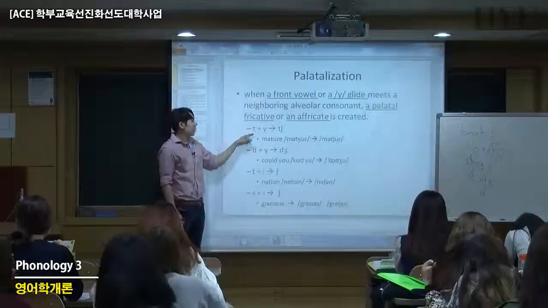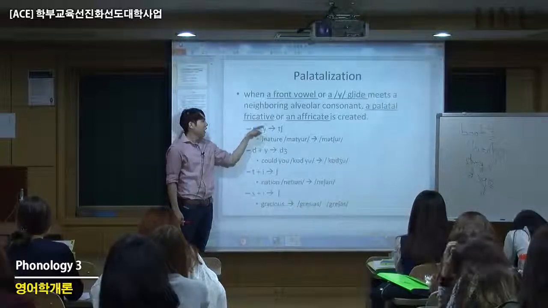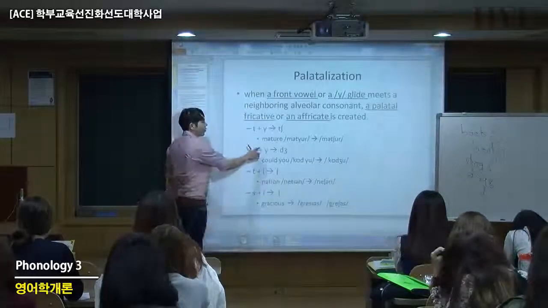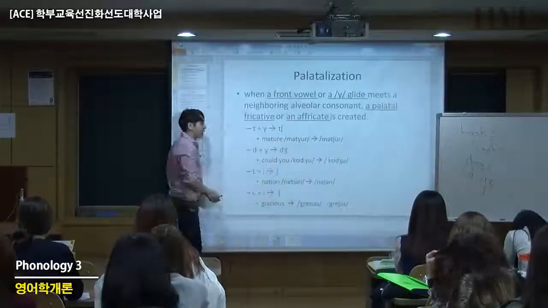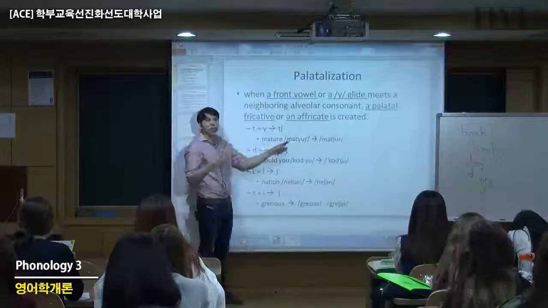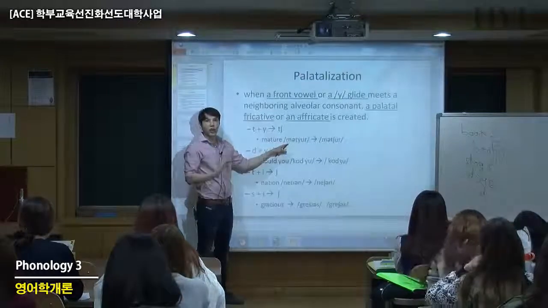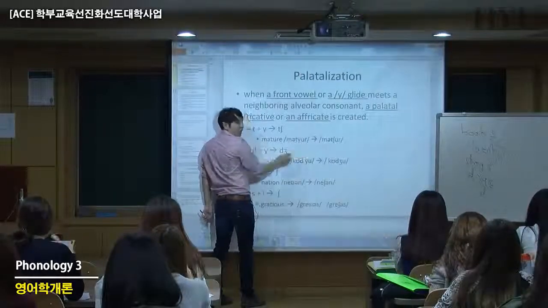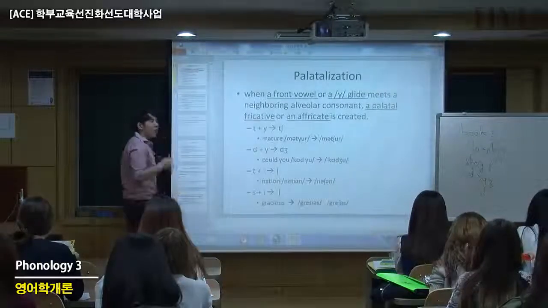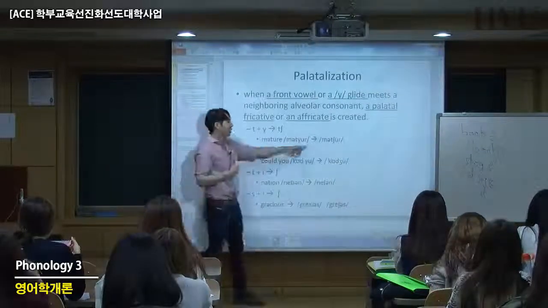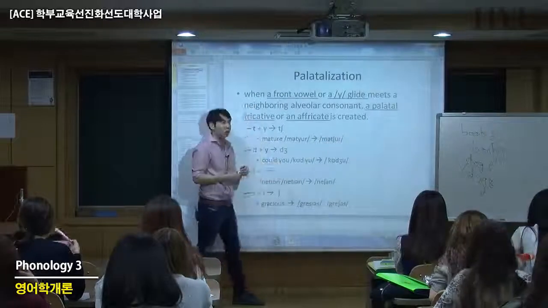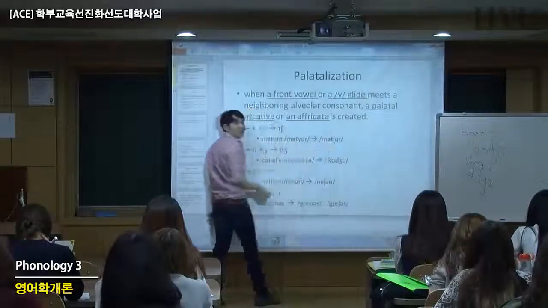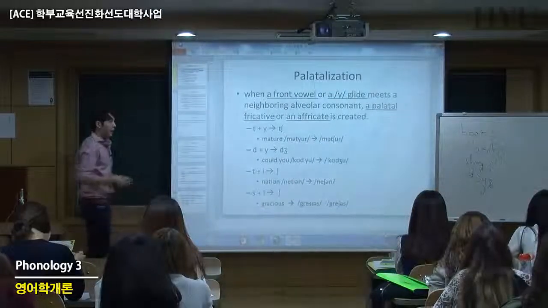So, for example, when you have T and the Y glide, you will have T hook, okay? The word mature, like this. If you pronounce it slowly, which nobody does these days, you will pronounce it as "mat-yure", like that. But naturally speaking, it will be "machure". So T plus Y here will result in the T hook, which is the affricate, like that, okay?